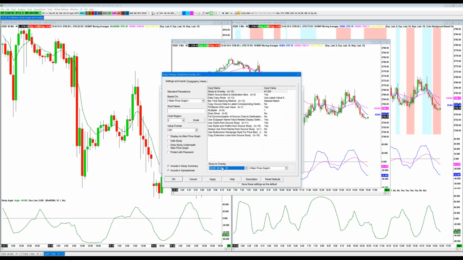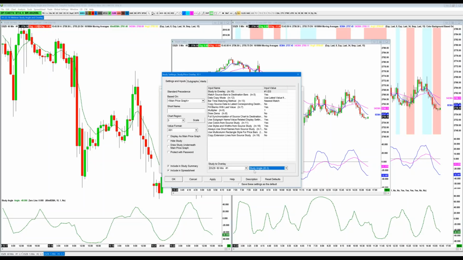You're going to have to locate the chart number that you care about. And on that chart, what are we overlaying? Are we overlaying the main price graph? Well, you might want to in some cases, where you have, let's say, a 60-minute chart and then a 5-minute chart below it or something like that. But in this case, we don't want to overlay the main price graph. We want to overlay the study angle. So I'm going to choose study angle like this.